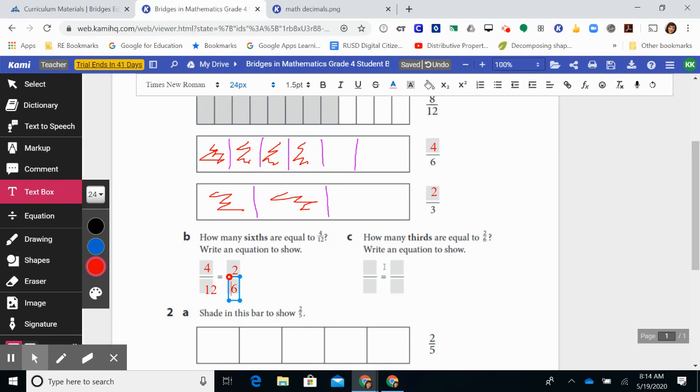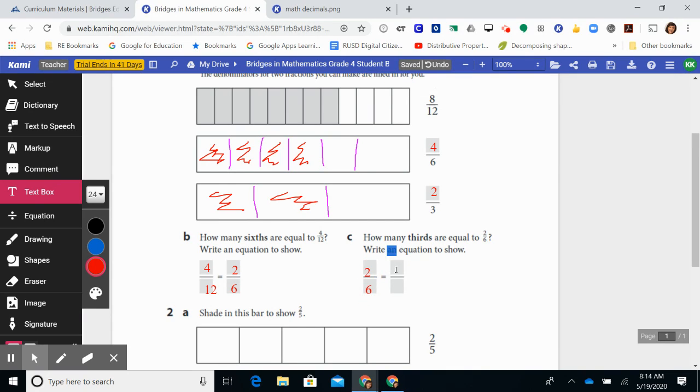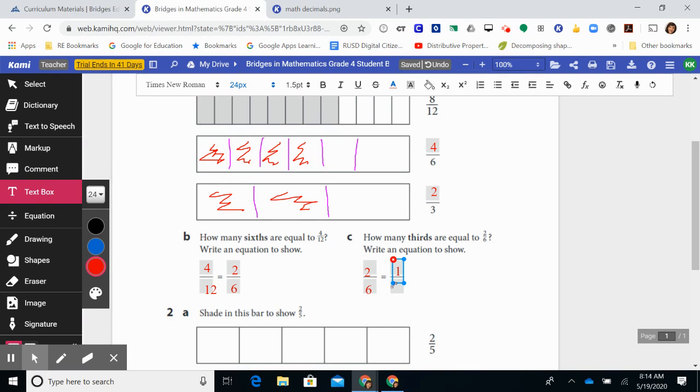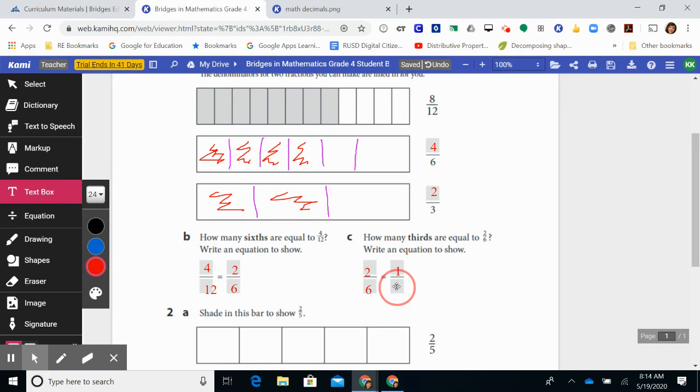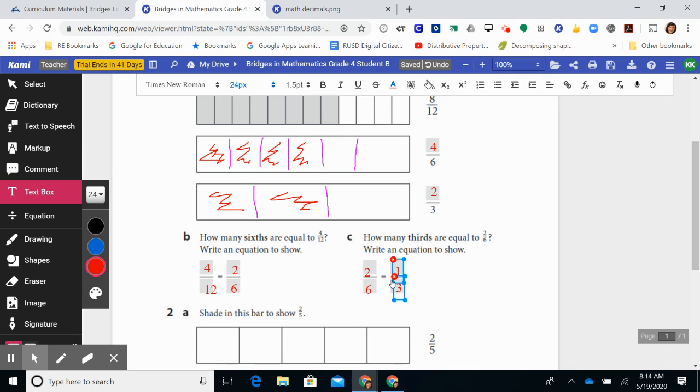Now 2/6 can be reduced to 1/3 because 2 goes into 2 1 time and 2 goes into 6 3 times. So you can reduce it to its lowest terms, which would be 1/3.